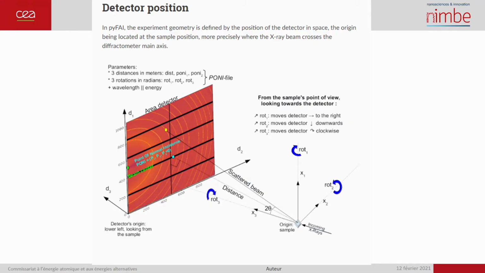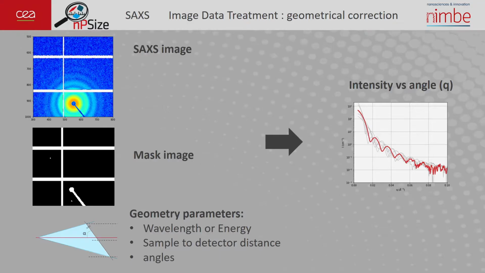We have to notice that pyFAI has a special definition of the experiment geometry. Instead of using the beam center position on the detector and tilt angles, pyFAI uses the position of the detector in space. It is called the point of normal incidence. This will give a PONI file. One needs to remember that.